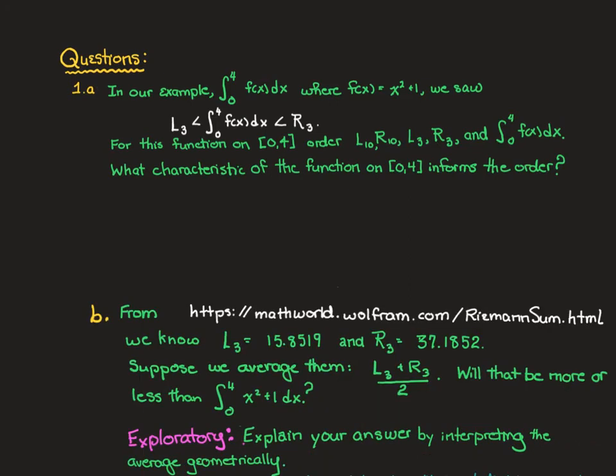Now, let's suppose you have a value for L3 and a value for R3. One's too small, one's too big. Probably what you'd do if somebody said, okay, so what do you think the answer is, you'd average them as a reasonable guess. So the question I have for you is, is that going to be more or less than the value of the actual integral? And if you check out the website, you can figure that out. But what I'm really interested in is, can you explain your answer by interpreting this average, the average of the left and right hand sums, geometrically?